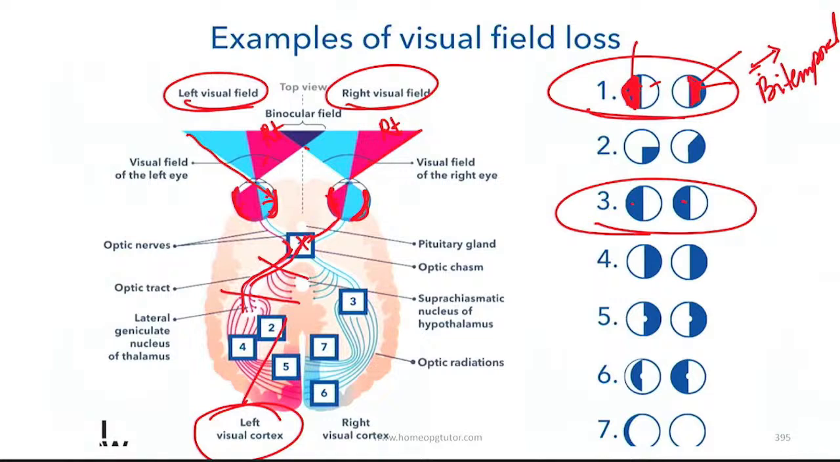Okay. So if the temporal field is affected, that means the nasal fibers of one side and temporal fibers of the other side are affected. Fine. So that is what is called bitemporal hemianopia. So that occurs in case of pituitary adenoma, etc. Mainly pituitary adenoma or any condition of hydrocephalus that is occurring due to a problem in the pituitary pouch.